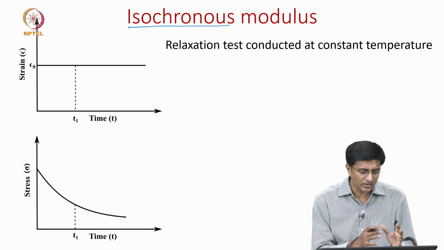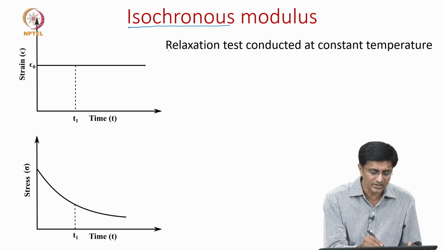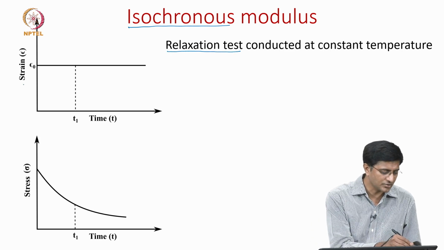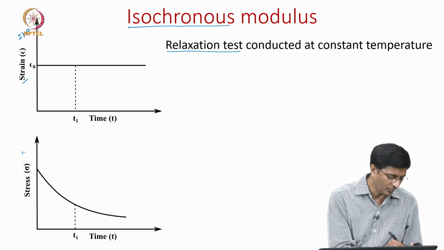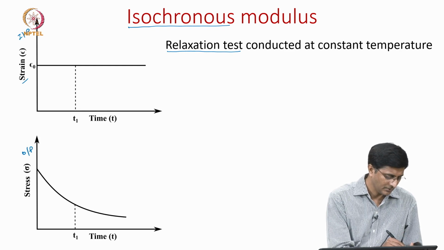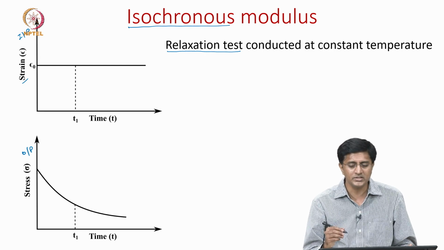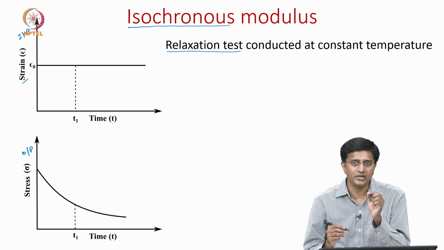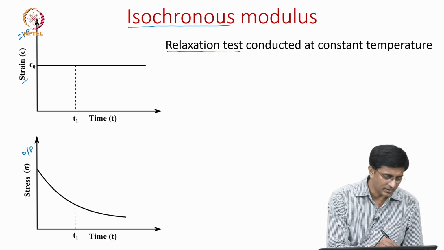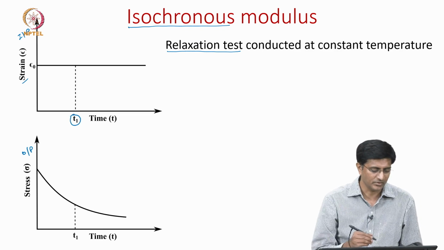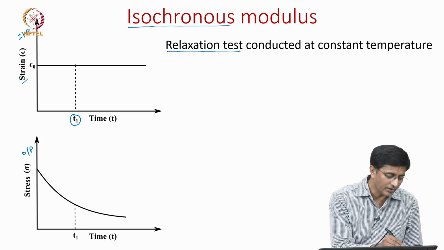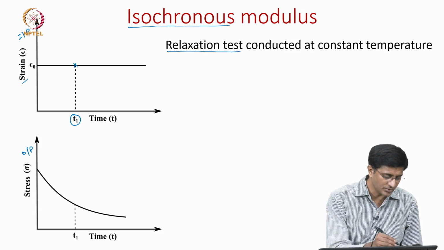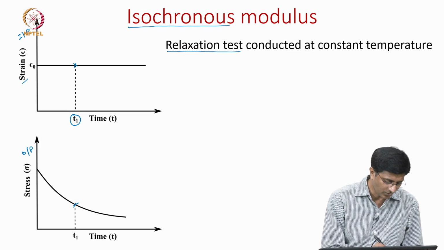So, for this we consider the relaxation test, in which we apply a constant strain as input, and for output we look at stress. The only difference now is here we need to specify a time. So, let us say that time we are specifying is T1. What we mean is at T1 we are looking at what is the input strain, and we are also looking at what is the corresponding stress.